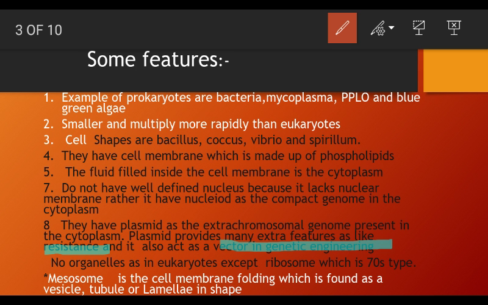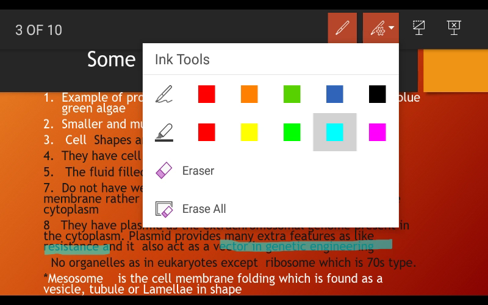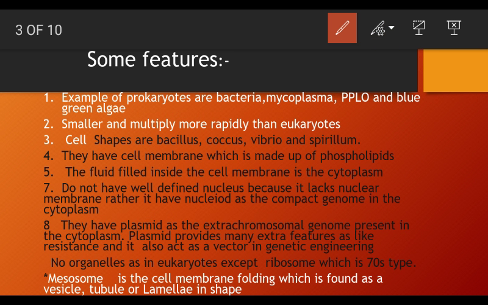And it also acts as a vector in genetic engineering, right? So vector, as we know it very well, is used for transfer of a required fragment from one source to another, right? Especially from media to the bacterial cell. So it also acts as a vector in genetic engineering.